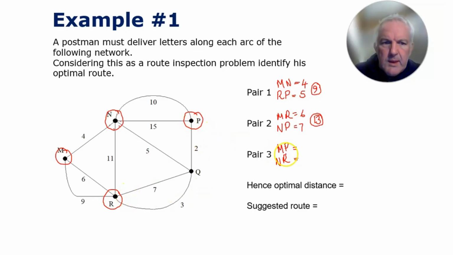Oh, I could go that way. It's still 11. 11's my best, and that's M to P, and N to R. Oh, I was going to say 11, then I was going to say 10, but actually 5 and 3 makes 8. Either way, it doesn't matter because that makes a total of 19.